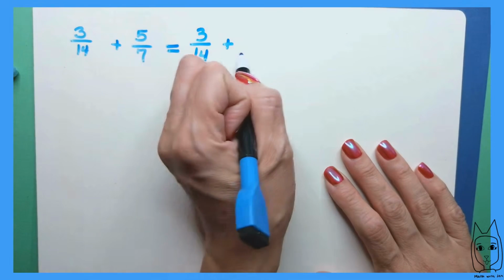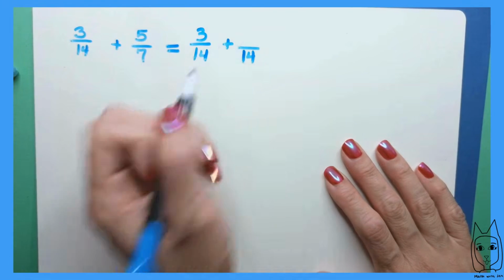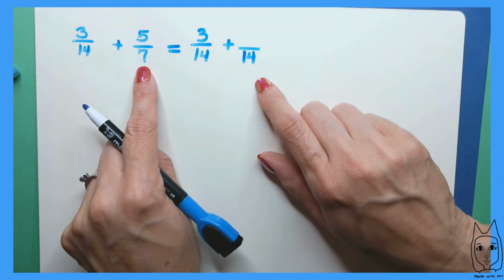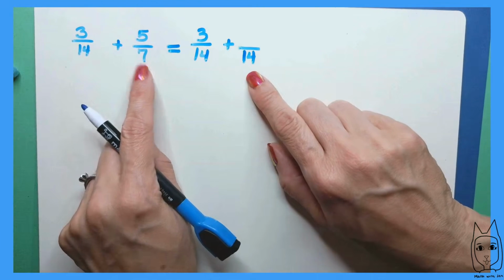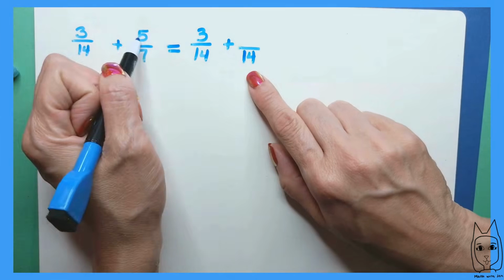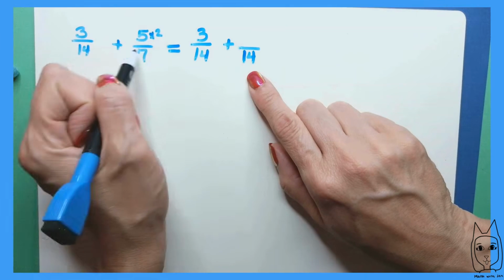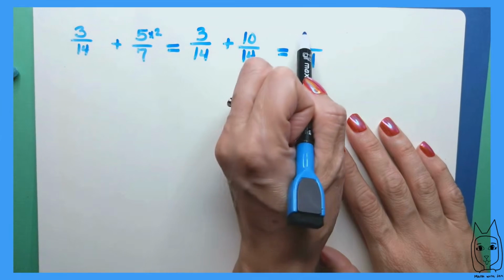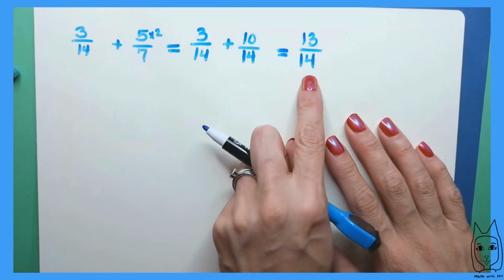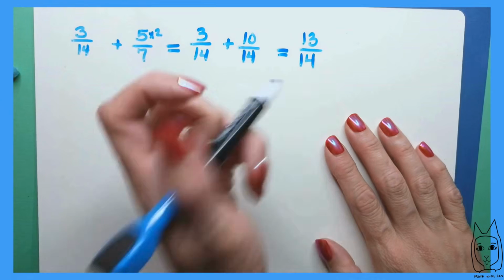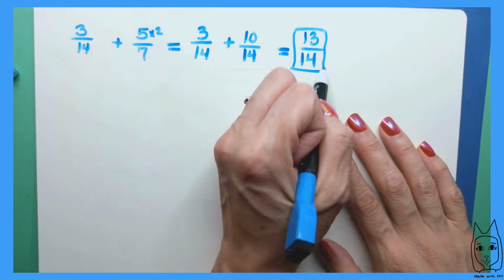The first one's going to stay the same. The second one, I'm going to change that to 14. Each of these equal parts were divided into 2. 7 times 2 is 14. That means if I had 5 of them, those 5 are broken up into 2 equal parts as well. So I'm going to change that to 10. I can now add them together because I'm talking about the same number of equal parts. And so my answer is 13 over 14.